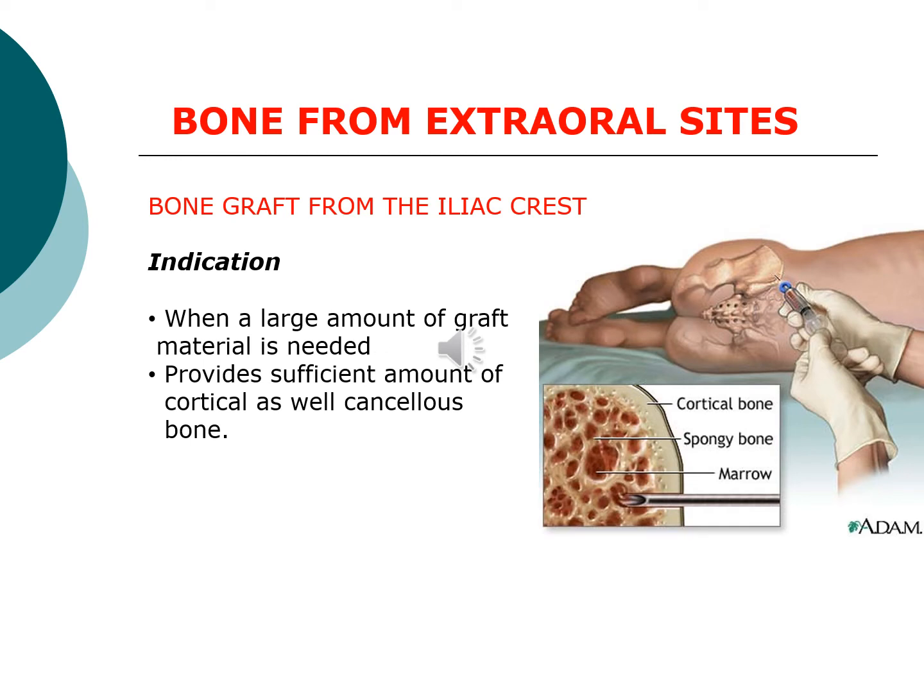So we are still discussing autografts. We just discussed autograft from intraoral sources, which sites are good for cortical bone, and which sites are good for cancellous bone. Now we can get the same autograft from extraoral sites as well. One such site is the iliac crest. When you require a large amount of graft, you can procure it from the iliac crest, as it provides a good amount of cortical as well as cancellous bone.